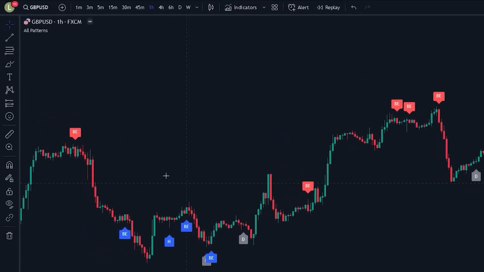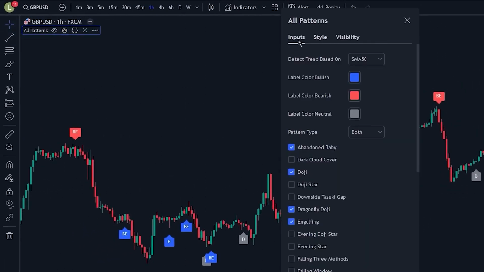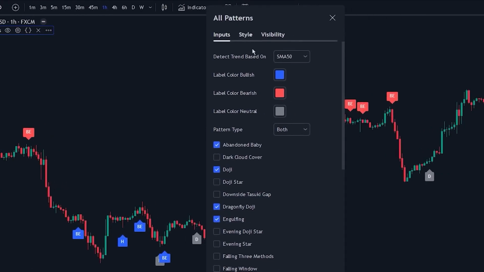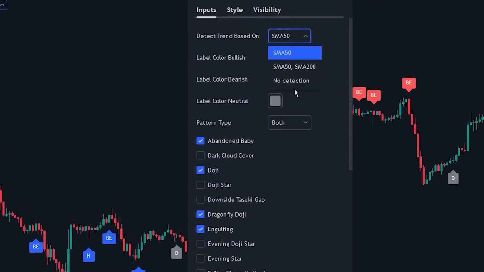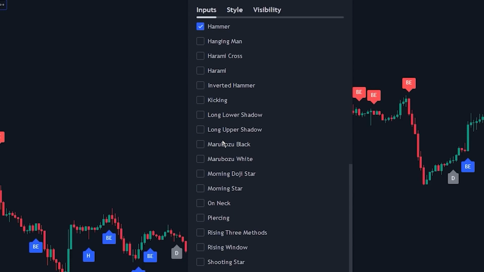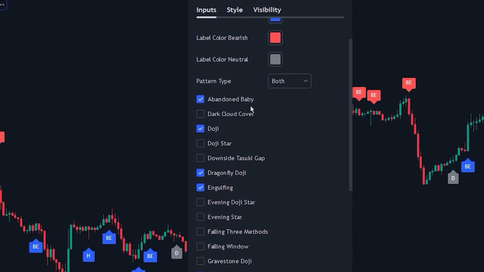If we head over to the Indicator Settings tab and click on the Input tab, we can see the following. Currently, the trend is detected based on a 50-period moving average. Let's remove this. Next, we can see that only a few candlestick patterns have been selected. We will change this and check only the most popular candlestick patterns.